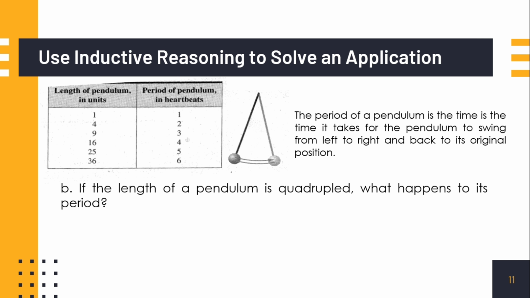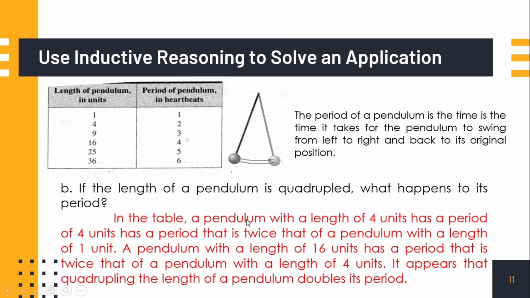Another: if the length of a pendulum is quadrupled, what happens to its period? Based on the data, a pendulum with a length of 4 units has a period that is twice that of a pendulum with a length of 1 unit. A pendulum with a length of 16 units has a period that is twice that of a pendulum with a length of 4 units. It appears that quadrupling the length of a pendulum doubles its period.